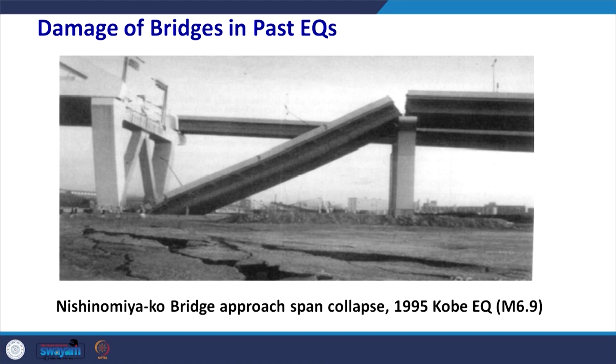This example is also from the 1995 Kobe earthquake of magnitude 6.9. So here the Nishinomiya bridge approach span collapsed, and this was the result of lateral spreading of the ground due to the liquefaction failure. You could see that there are fissures, there are cavities on the ground, and these are due to the liquefaction. When the liquefaction occurred, the foundation failed, and once the foundation failed, the bridge got damaged.